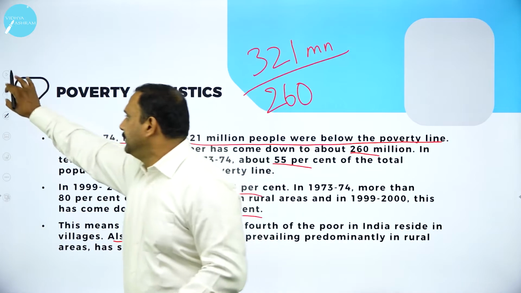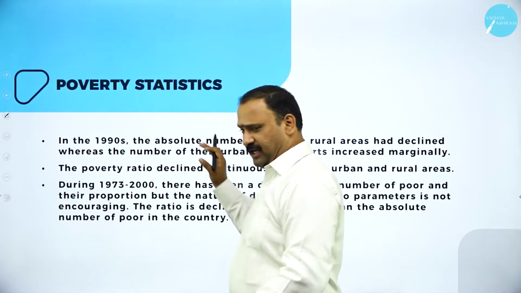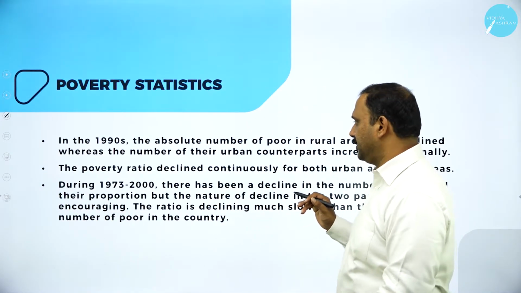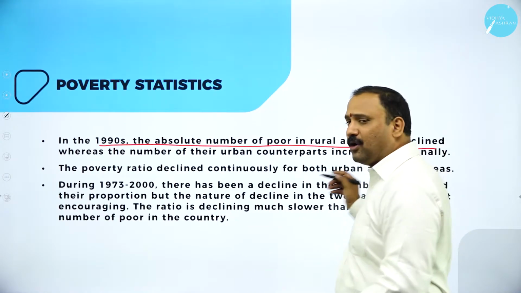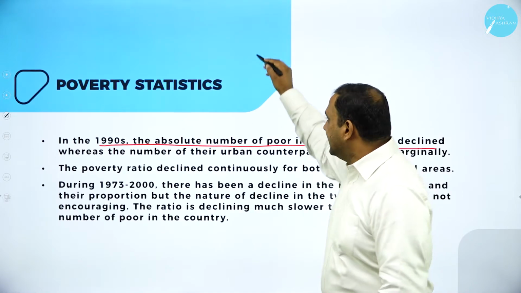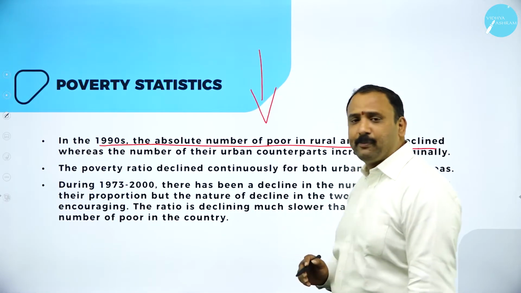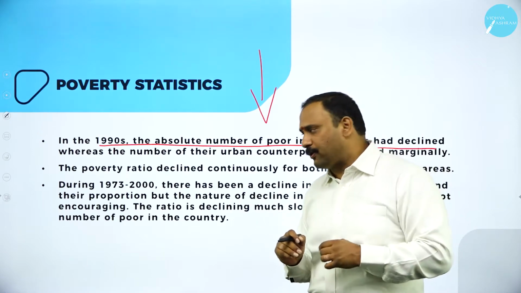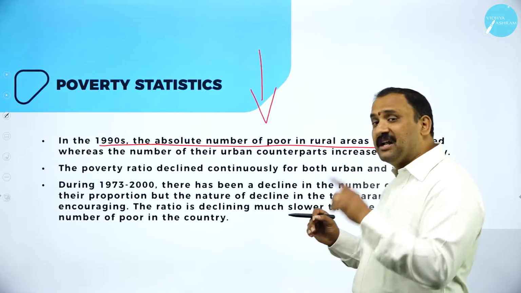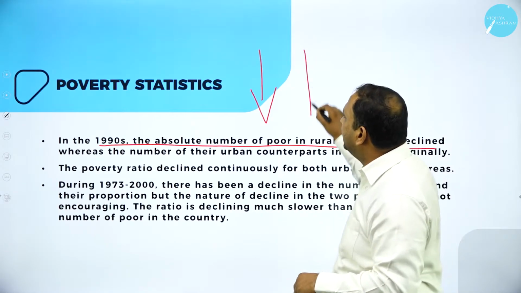Moving forward. Now some of the other statistics that we also need to know here is that in the 1990s, the absolute number of people in rural areas declined. So that's very, very important. It has been declining and it has been a steady growth progress altogether, whereas in the urban counterpart, it has been increasing.